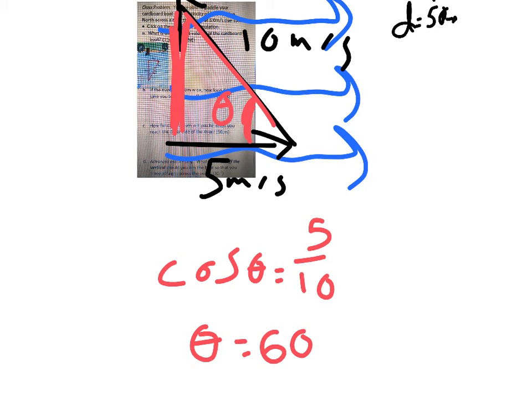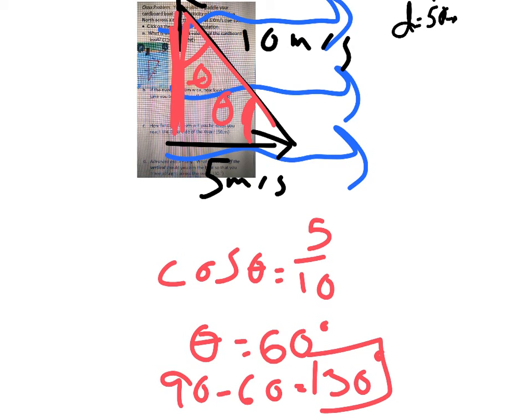Now that's 60 degrees off the horizontal. For the answer, I didn't read this, but it said what direction off the vertical. So because it specifically said off the vertical, I should have drawn theta up here. It's an easy fix. I just do 90 minus 60, and there's my answer off the vertical of 30 degrees.